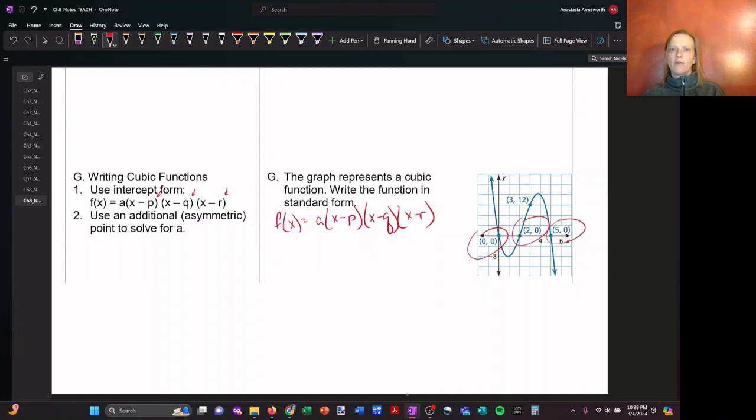So I have an a value that I don't know what it is yet, but I've got x minus 0. I'm going to call this one my p. I've got x minus 2. I'll call this one my q. And I've got x minus 5. I'll call this one my r.